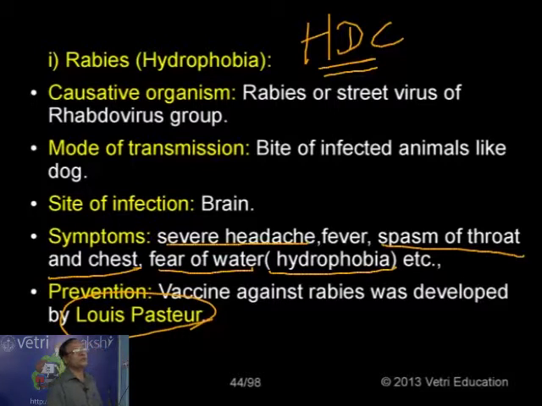Edward Jenner made the smallpox vaccine. The rabies vaccine was made by Louis Pasteur. He also made vaccines against cholera, anthrax, etc. But the most famous work of Louis Pasteur was the development of the vaccine against rabies. So he is called the father of immunology, Louis Pasteur.